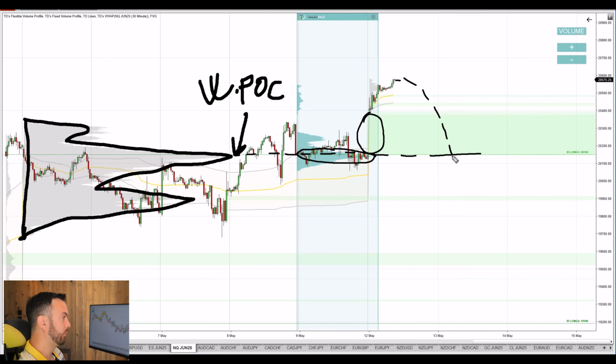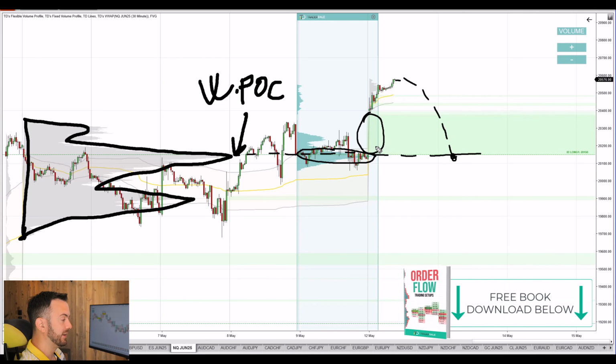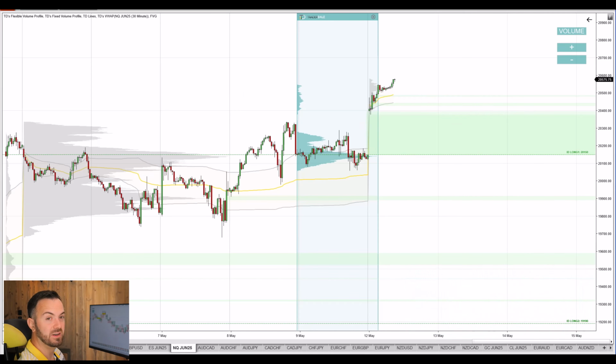So again, wait for the pullback, and then when the price reaches this zone, there's that combo. 2 setups are telling you that the price should go up from there. Alright, so I think that's a pretty neat trading opportunity right here.